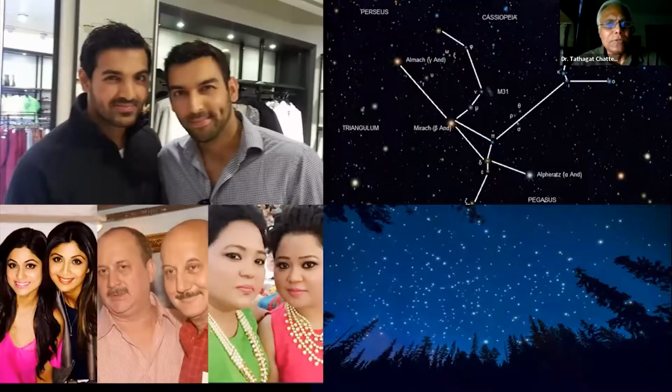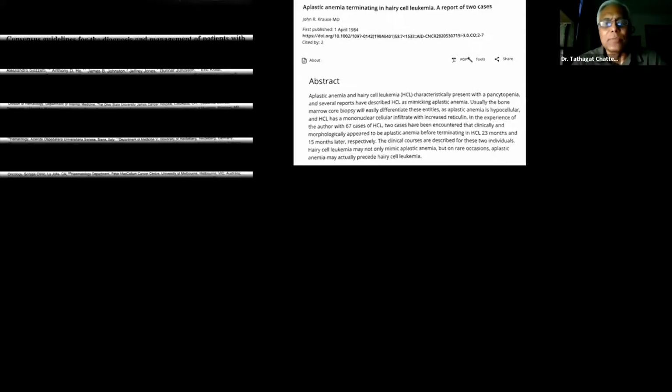You go to Bollywood, you see morphological confounders. You go to the universe, you'll see so many stars looking alike. The morphological confounders are everywhere. So based on this, we did a lot of studies. One such study is an aplastic anemia, which is mimicking a hairy cell leukemia.